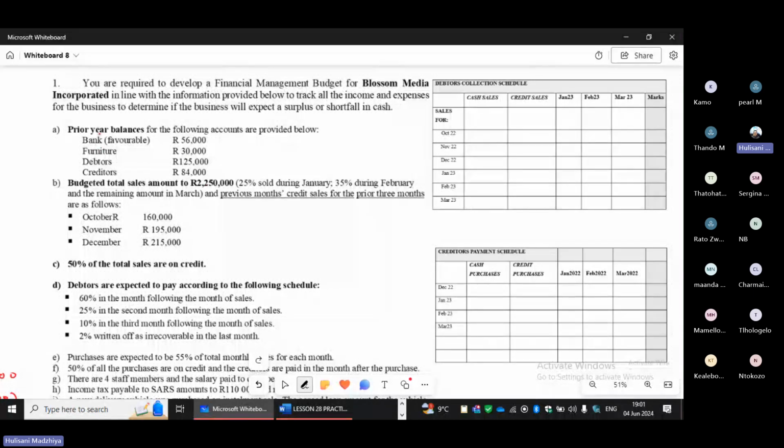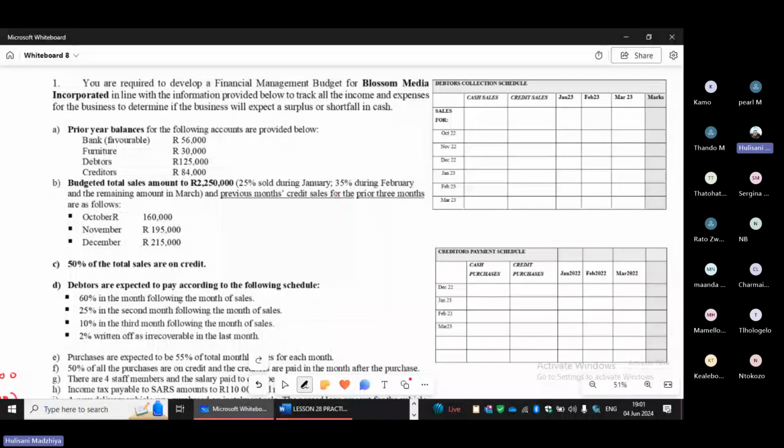Here it says that the prior year balances for the following accounts are below. We've got a bank balance at the beginning of the year, which is favorable, 56,000. Furniture, 30,000. Debtors, 125,000. Creditors, 84,000. These are opening balances on the financial statements, so your statement of financial position shows all of these balances. Then they told you that the budgeted total sales amount to 2,250,000, of which 25% is sold during January, 35% during February, and the remaining amount in March.